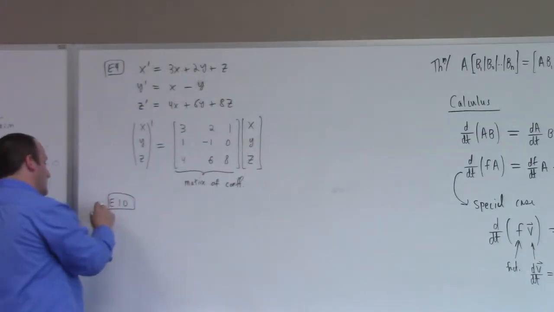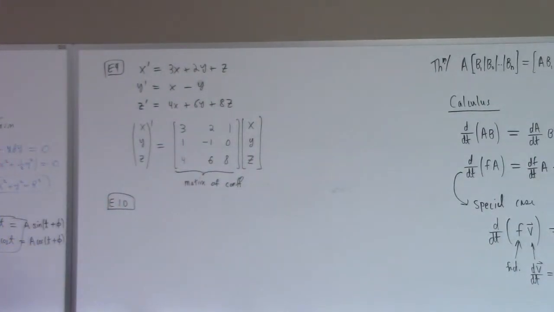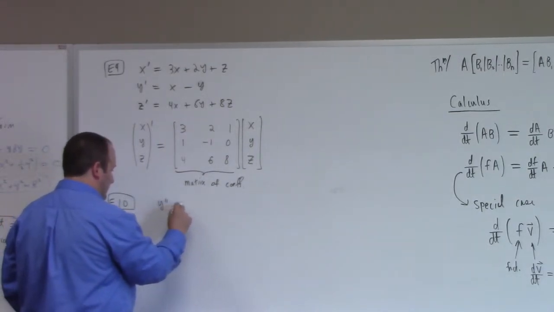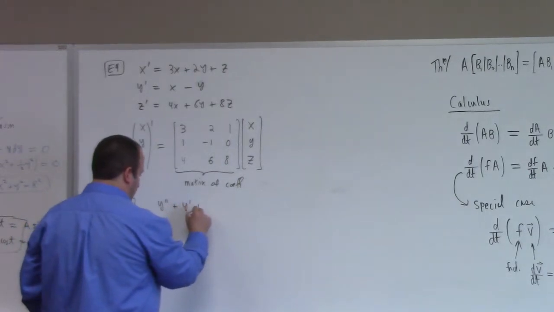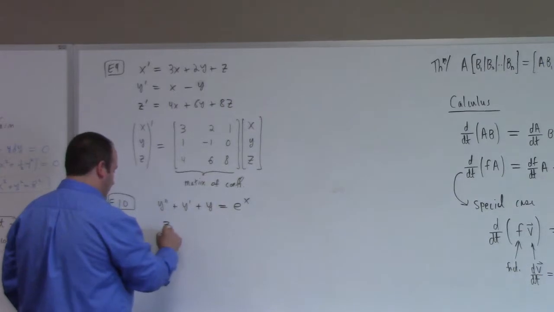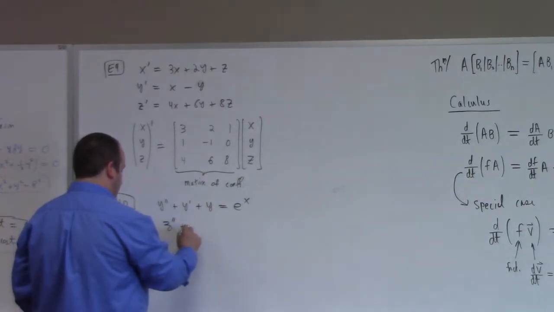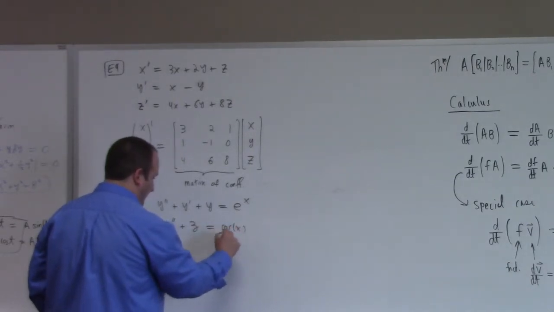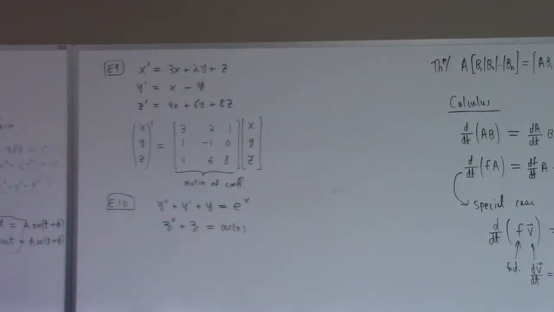Example 10. What if we have y prime prime plus y prime plus y equal to e to the x, and z prime prime plus z equal to cosine of x? The problem is to write this in matrix normal form.